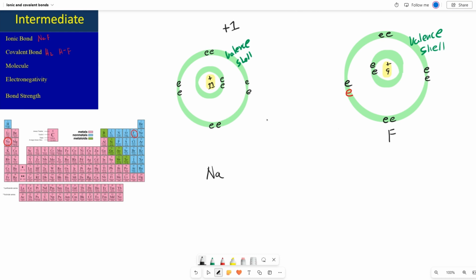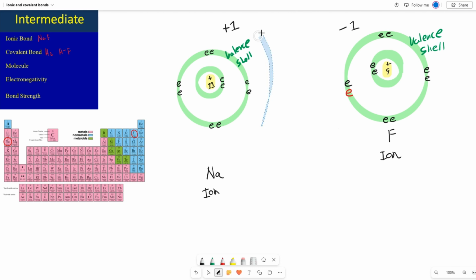And fluorine still has 9 protons, but now it's going to have 10 electrons: 2, 4, 6, 8, 10, sorry. So it's going to have a -1 charge. Whenever atoms gain a charge by gaining or losing an electron, they are now called ions. So now this is a sodium ion, and this is a fluorine ion. Again, ions just have different numbers of protons and electrons. This is a sodium ion with a plus charge. This is a fluorine ion with a negative charge.